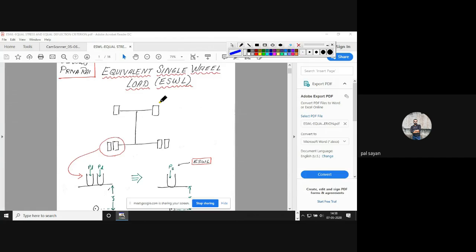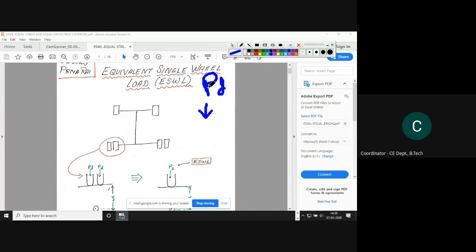So here I am going to discuss the two methods, how we can convert this dual wheel into the single wheel. Now why we need to convert this dual wheel into single wheel? For our design purpose. While designing, whenever you are given a problem, you will see what one load they will give you. That is the wheel load, and taking this wheel load we are designing the pavement thickness and all. Now this is only one wheel load.